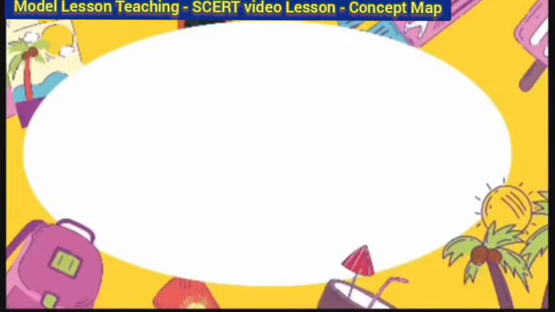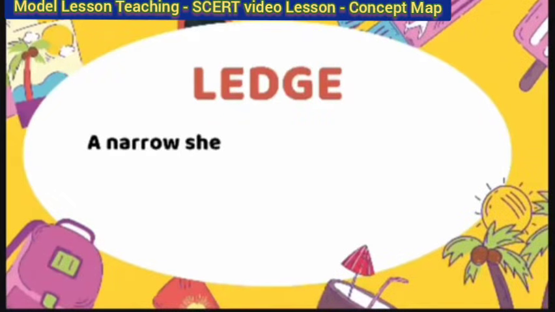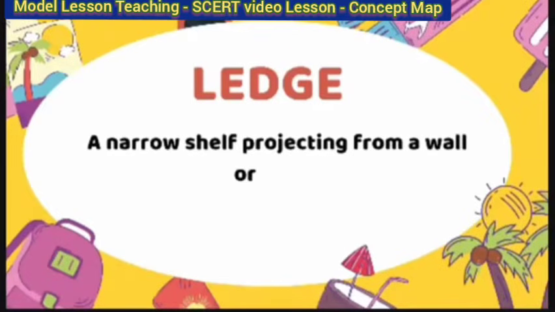Second word is ledge. Ledge means a narrow horizontal shelf projecting from a wall or a cliff.